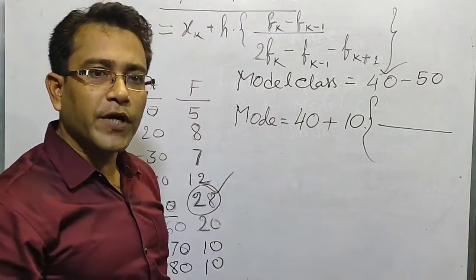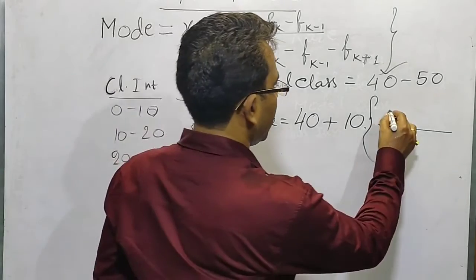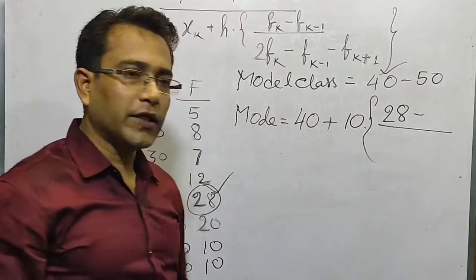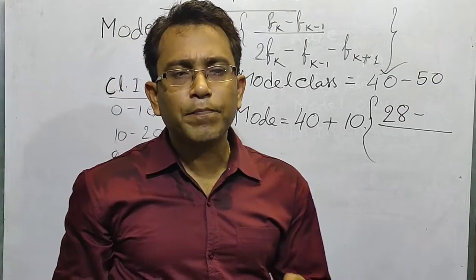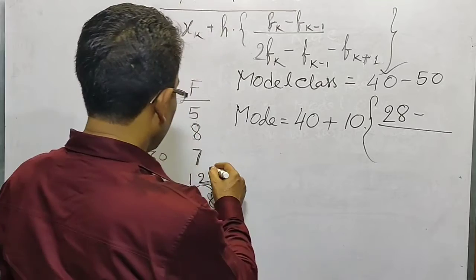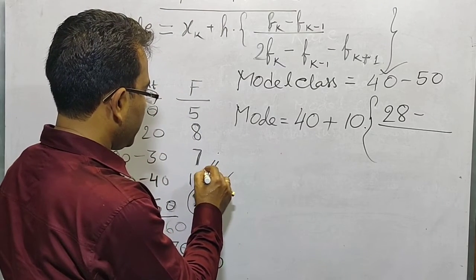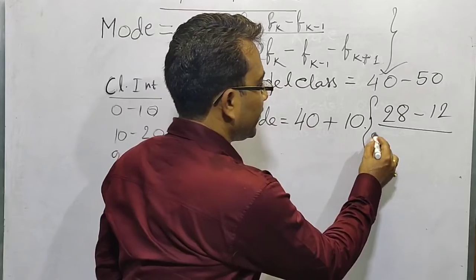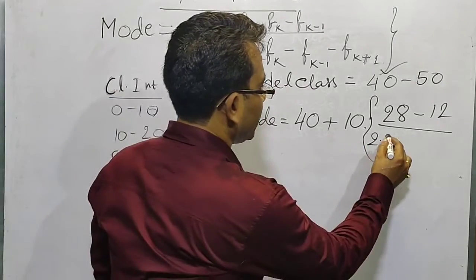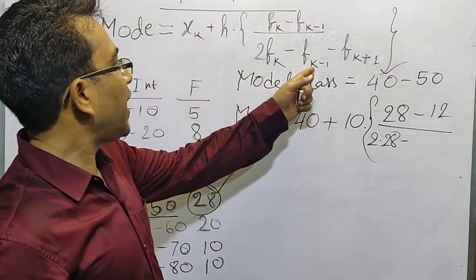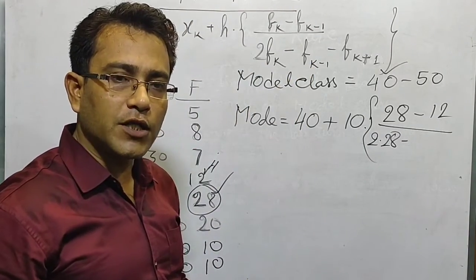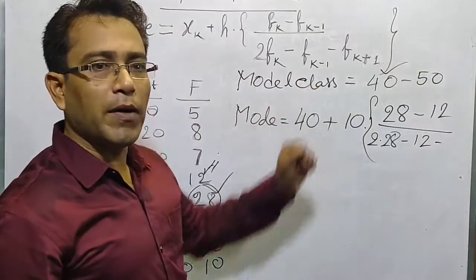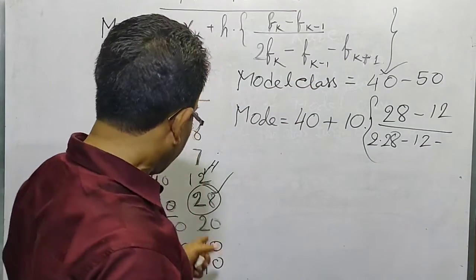Here fk means frequency of the modal class. Here it is 28, minus fk minus 1, the frequency of the class just preceding the modal class, here fk minus 1, it is 12. 2fk, that is 2 into frequency of the modal class, that is 28, minus fk minus 1, the frequency of the class just preceding the modal class, that is 12, minus the frequency of the class just succeeding the modal class, that is 20.